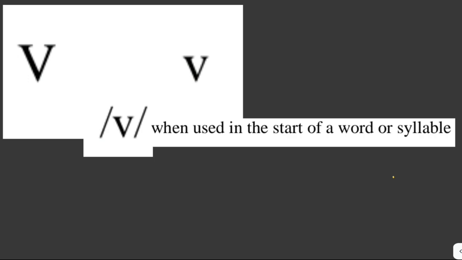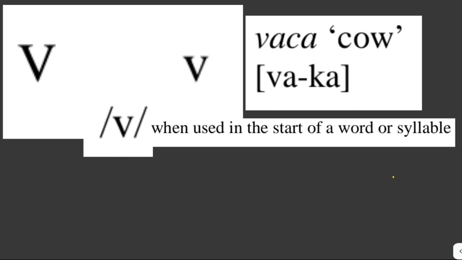And then we have letter V. So letter V here is pronounced in Spanish in two ways. It is pronounced as V, as in English, vase, lava, have, when used in the start of a word or syllable. For example, vaca, which means cow in English, vaca. And another way to pronounce V in Spanish is soft B when placed in between vowels.